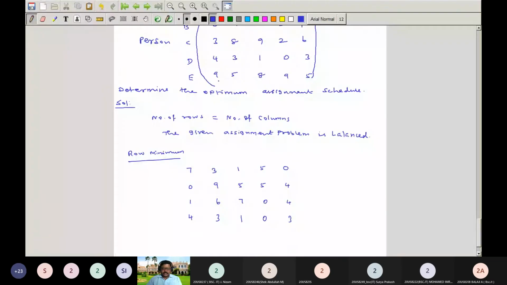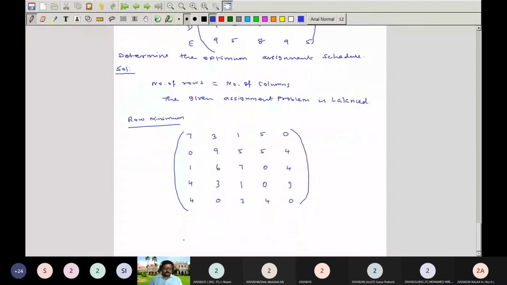Fifth row, minimum value is 5. So subtract the minimum value 5 from all the elements in row 5. So 9 minus 5 is 4, 5 minus 5 is 0, 8 minus 5 is 3, 9 minus 5 is 4, 5 minus 5 is 0. This is the row minimum. Next, we will take the column minimum.